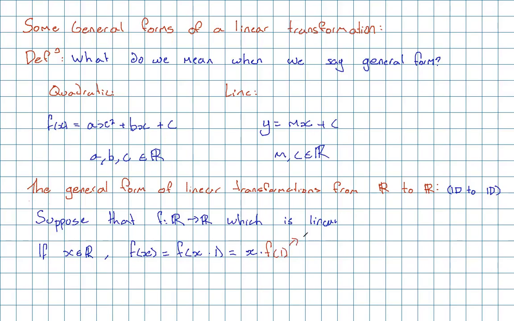But f of 1 is actually just some constant. So therefore, if we have a linear transformation from one dimension to one dimension, it must be of the form t of x equals just some constant times x. So if we called f of 1 k, then that would be t of x equals k times x, which just looks like a line. Looks like a line passing through the origin. And so this is our general form for a transformation in one dimension.